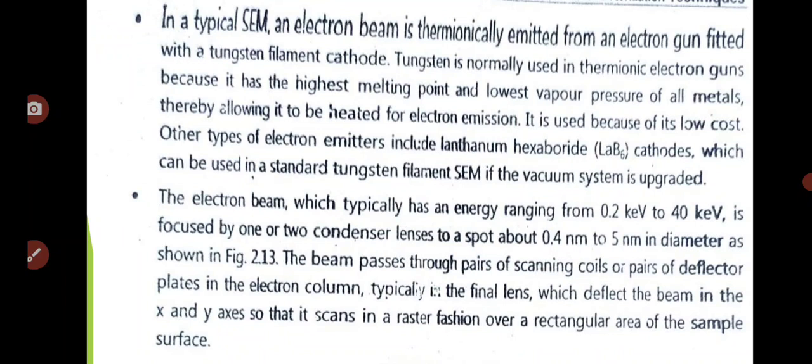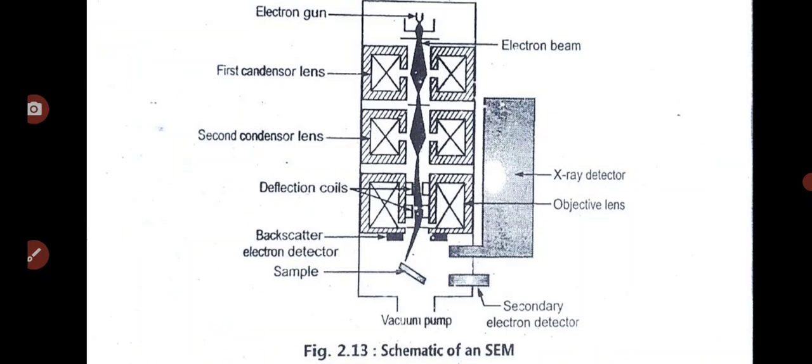If we consider this emitted electron beam, it passes through a pair of scanning coils or a pair of deflector plates in the electron column, typically at the final lens, which deflects the beam in the x and y axes. So it scans in a raster fashion over a rectangular area of the sample surface. At the bottom of this figure is the specimen holder, that is the sample, and the electron beam from the tungsten filament, passed through the different lenses, is finally incident on this sample.